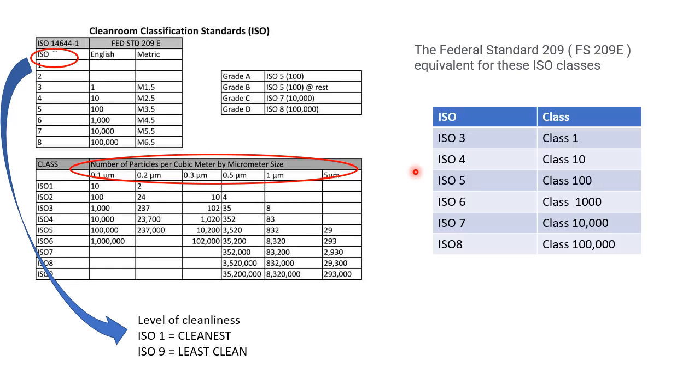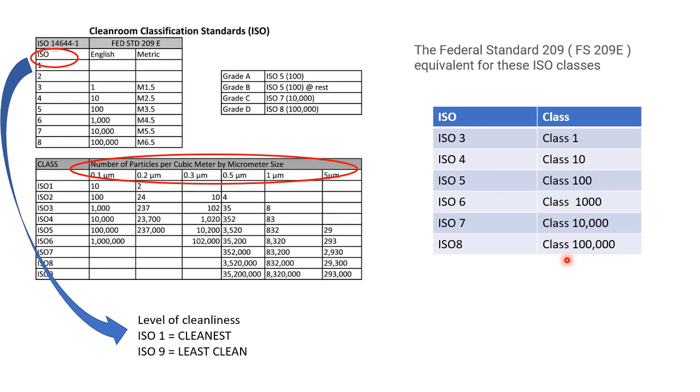So how does it go? ISO 3 is equivalent to FS class 1. ISO 4 is equivalent to FS class 10. ISO 5 is equivalent to FS class 100. ISO 6 to class 1000. ISO 7 to class 10,000. ISO 8 to class 100,000. Okay, so this is how the classification of clean room is done.